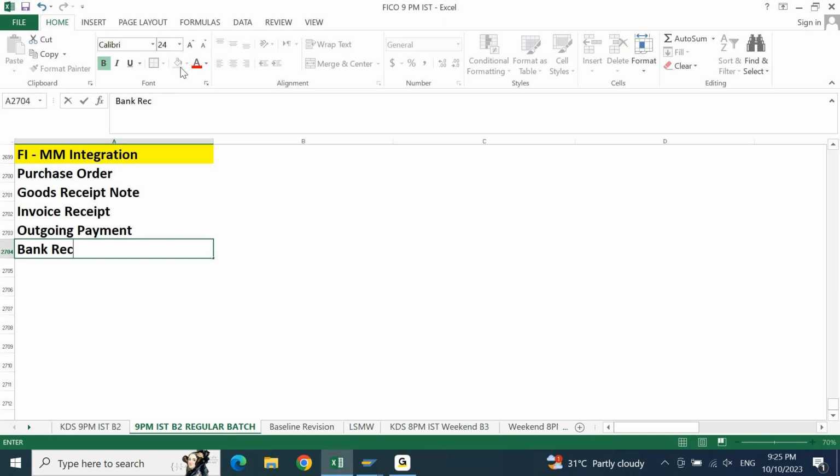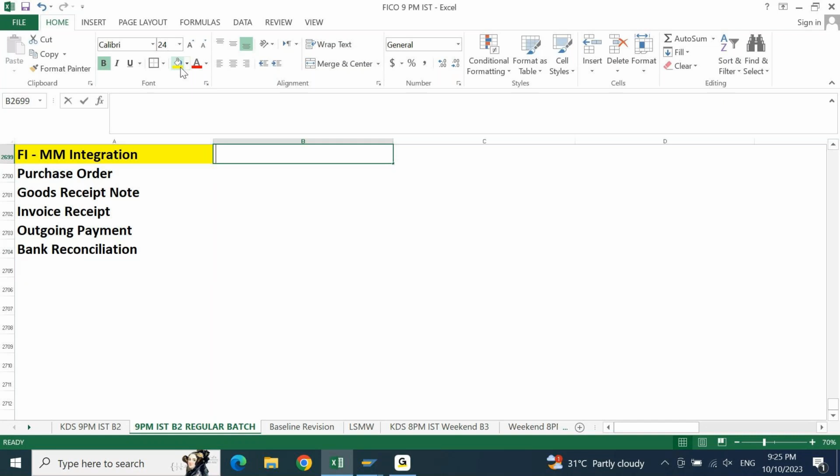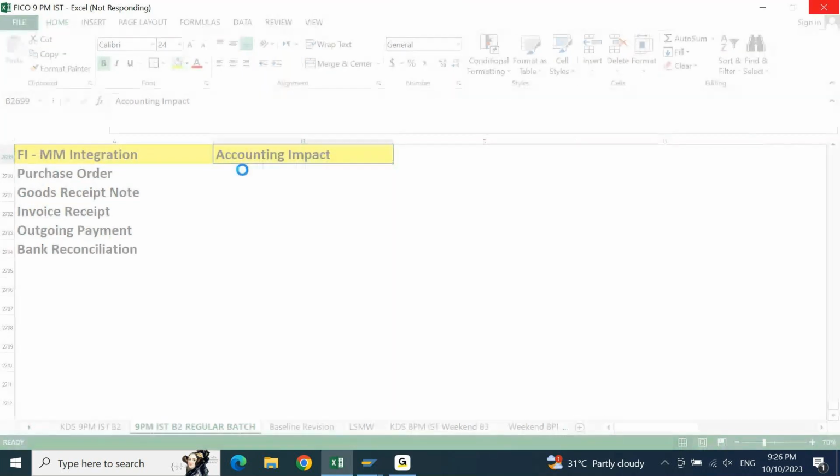Based on this, outgoing payment. Based on this, bank reconciliation, or bank reco in short. Okay, bank reconciliation. Now here, another point, accounting impact. Theoretically, we just need to read and understand this at the beginning. That is more than sufficient. As we progress, we will understand everything in detail.